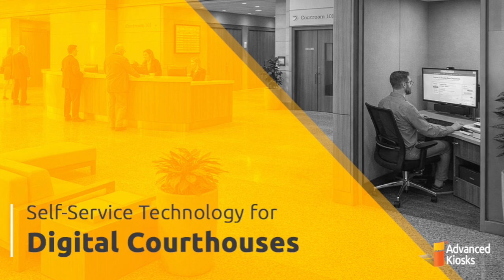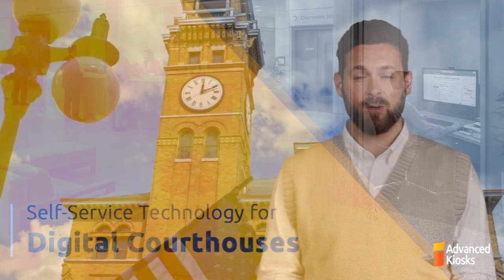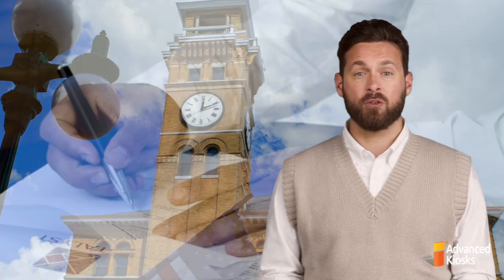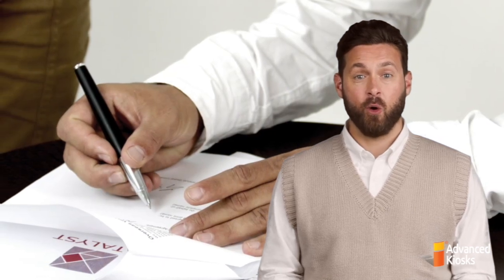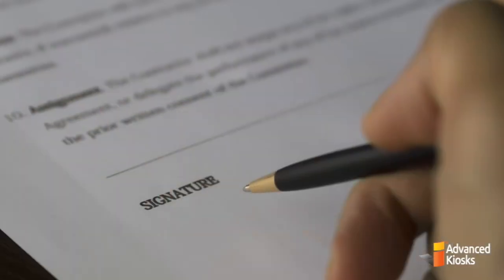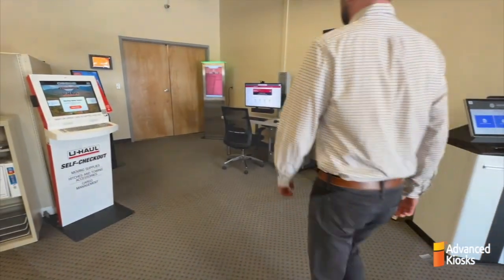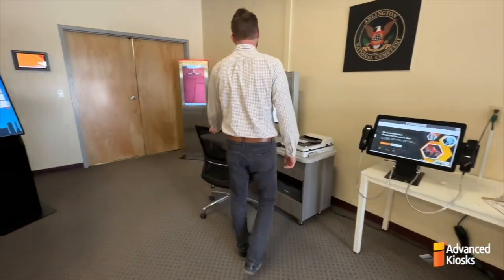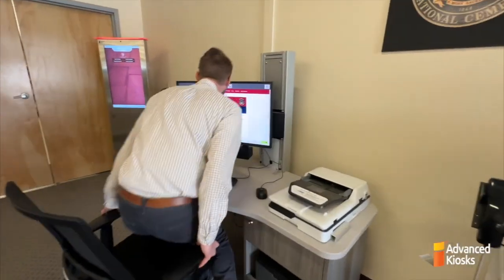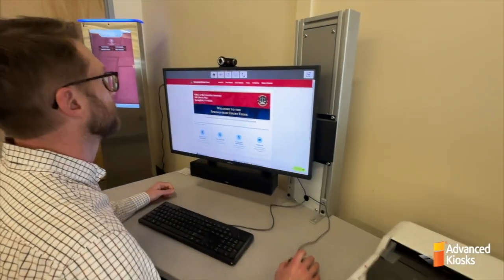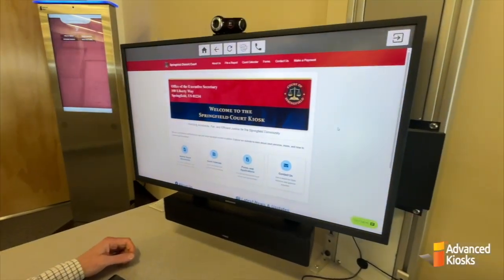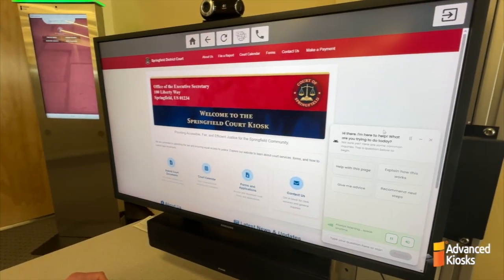For many people, filling out court documents can begin with confusion. They may not know which form they need, what a question means, or what information is required. With Advanced Kiosk solutions, that experience changes. Visitors are welcomed by an AI assistant that guides them step by step through the form process, whether they're using a document kiosk, a Merchant Max, or another self-service system.